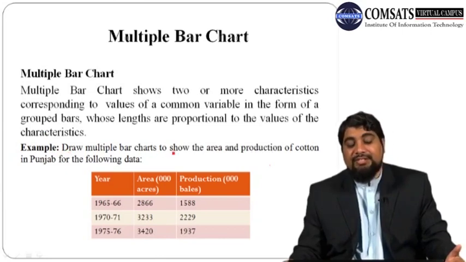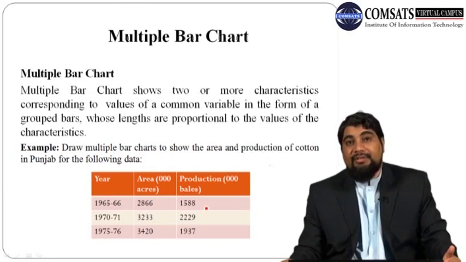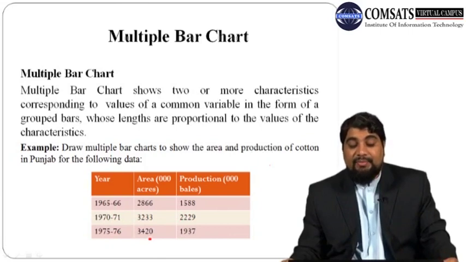Draw a multiple bar chart to show the area and production of cotton in Punjab for the following data. Here we have a very old data set. In 1965 to 66, area in 1000 acres was 2866, and the production in 1000 bales was 1588. Similarly, in 1970 to 71 we have area as well as production, and in 1975 to 76 we have the data of area of cotton and production of cotton in Punjab. So this is the data.